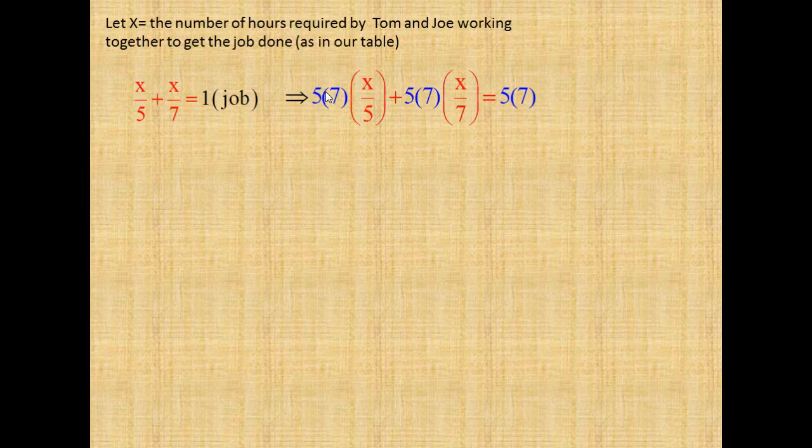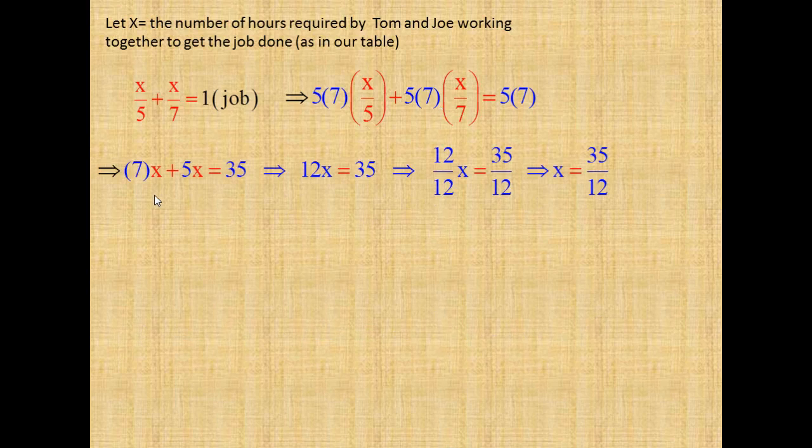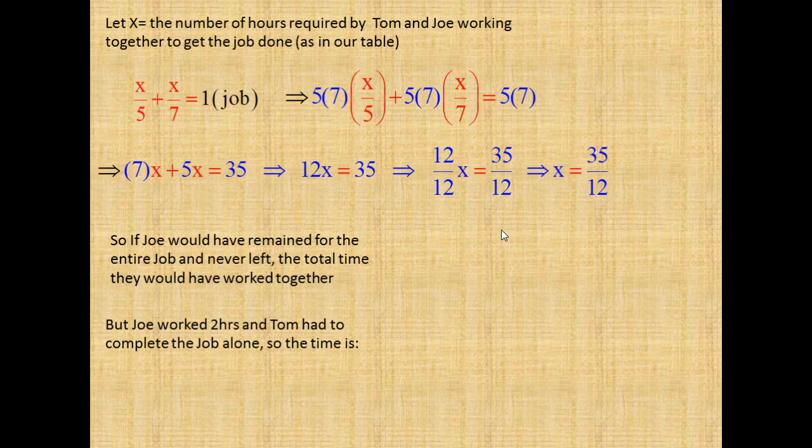Okay? So we multiply our equation by 5 times 7 on both sides, and the 5's cancel and the 7 cancels, and we get 7x plus 5x equals 35. 5 times 7 is 35. Add up the x's, that's 12x equals 35. Divide both sides by 12, and x equals 35 twelfths. So if Joe would have remained for the entire job and never left, the total time they would have worked together is 35 twelfths, or x equals 2.9166 hours.